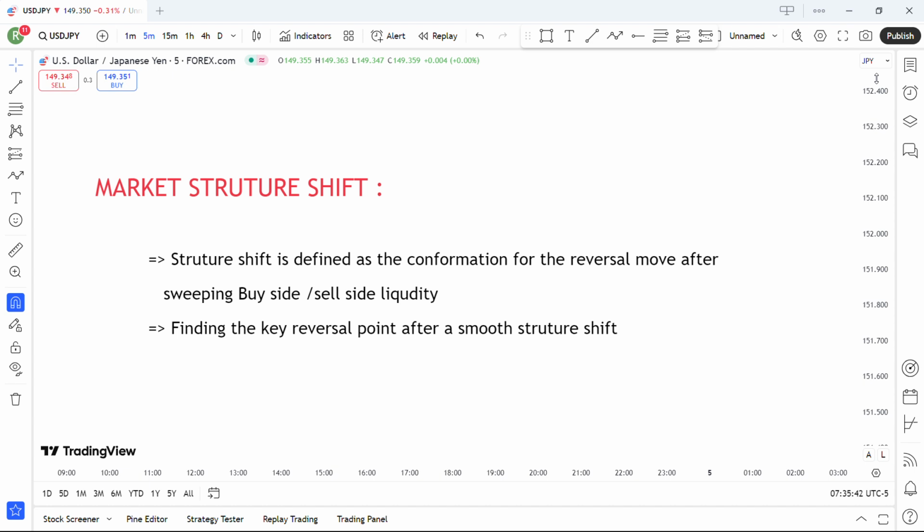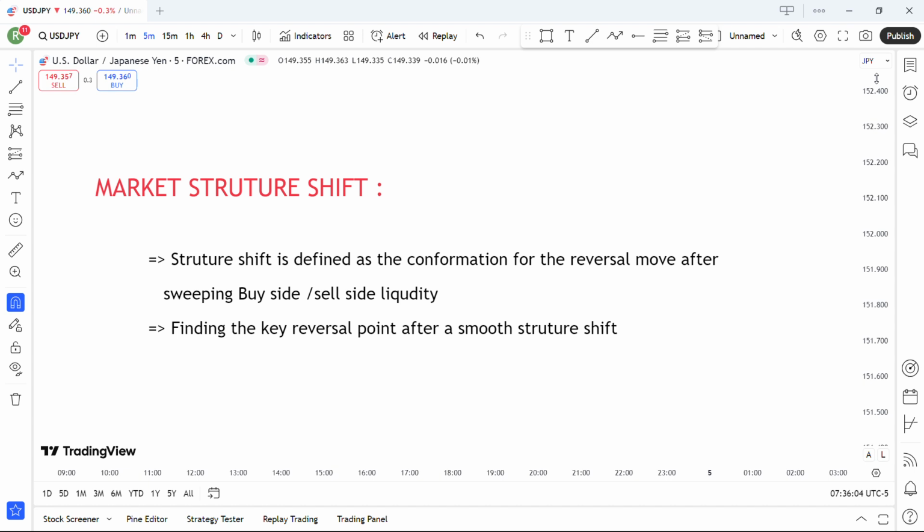In the next video I will upload how to use market structure shift in the live market and how to combine market structure shift with liquidity. Okay, in this video I will give an introduction to market structure shift. What is market structure shift? Market structure shift is defined as the confirmation for the reversal move after the buy side and sell side liquidity.